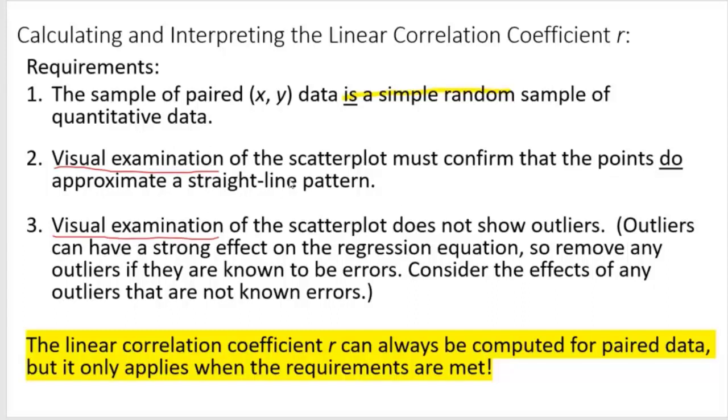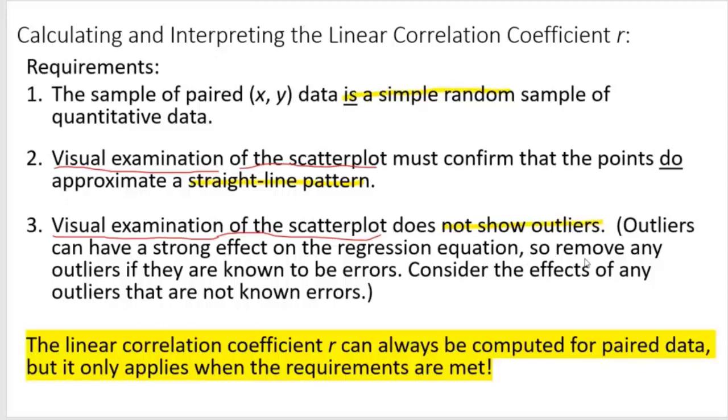You're going to do a visual examination of the scatter plot. And so you're going to have to make a scatter plot of these unless they tell you that this information is given. What you're looking at on the scatter plot is that there is a straight line pattern and there are no outliers. Now, what is an outlier? An outlier is one of those dots that's just way away from all of the other ones. It might be a mistake, or it may just be an anomaly of something totally unexpected.